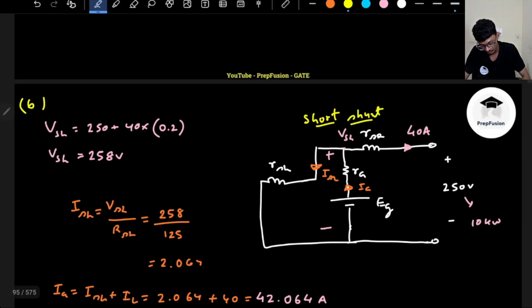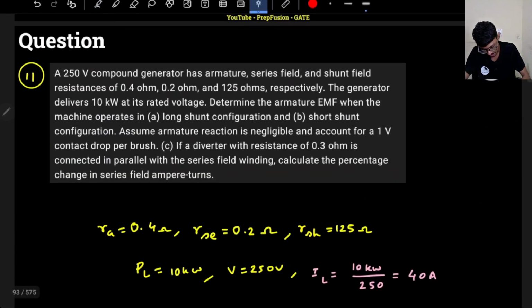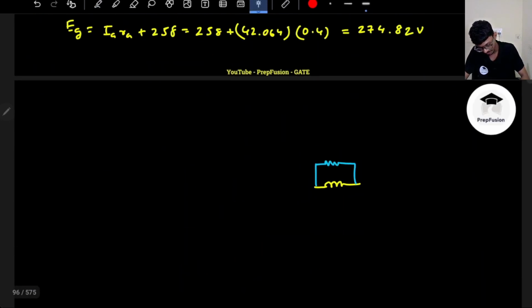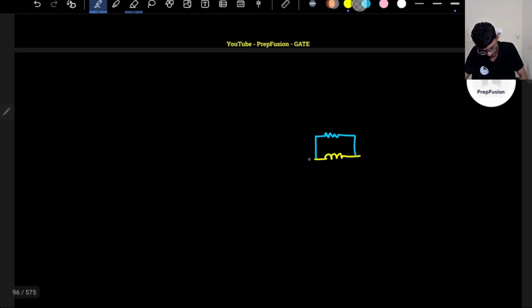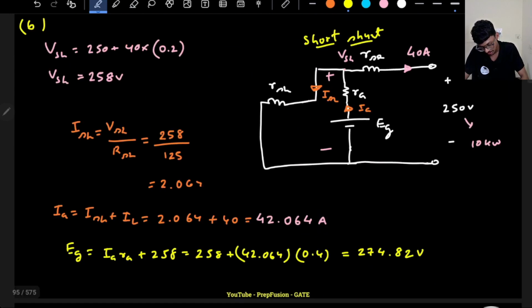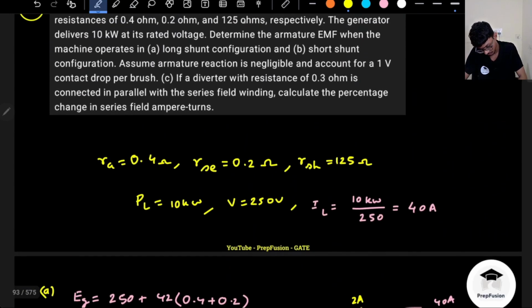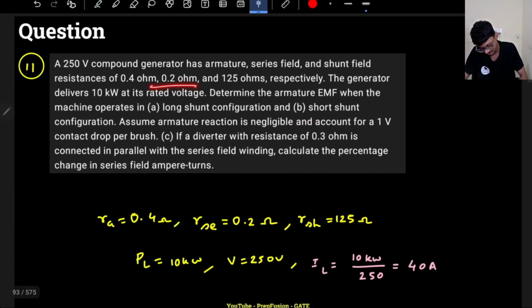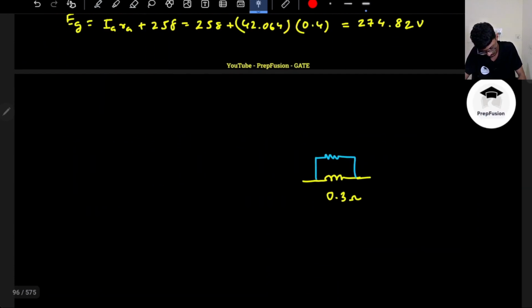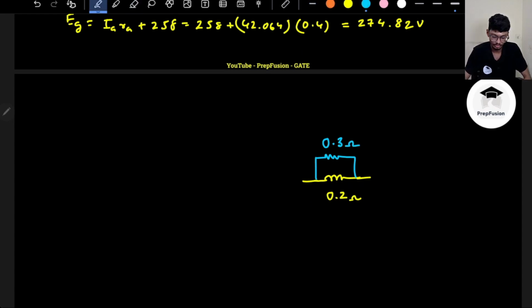Okay, and what is the series field winding resistance? Series field winding resistance is 0.3 ohms. And I already know, sorry, the diverter resistance is 0.3, series field winding resistance is 0.2. Series field winding resistance is 0.2, diverter resistance is 0.3 ohms.